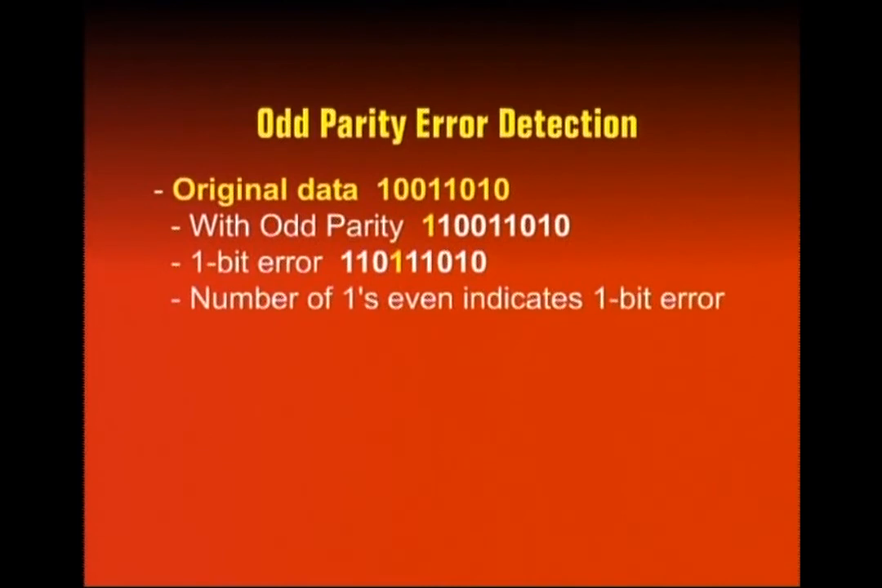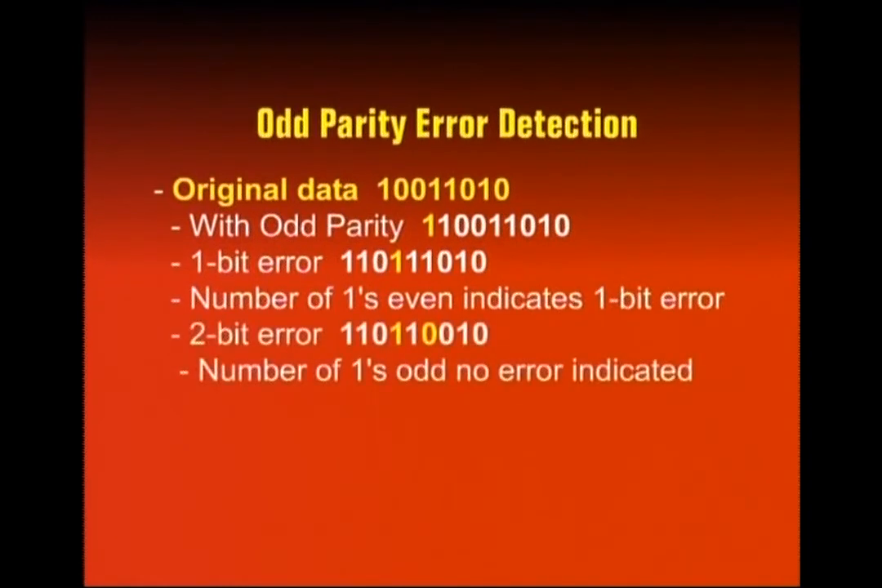Now let's suppose this 9-bit information is stored or transmitted to a remote location. And at the remote location, the message has changed to 1101 11010. The most significant bit is the parity bit. How many ones do we have in the message? 6. Since we are using the odd parity scheme, the total number of ones in the message should have been odd. So this indicates a single bit error.